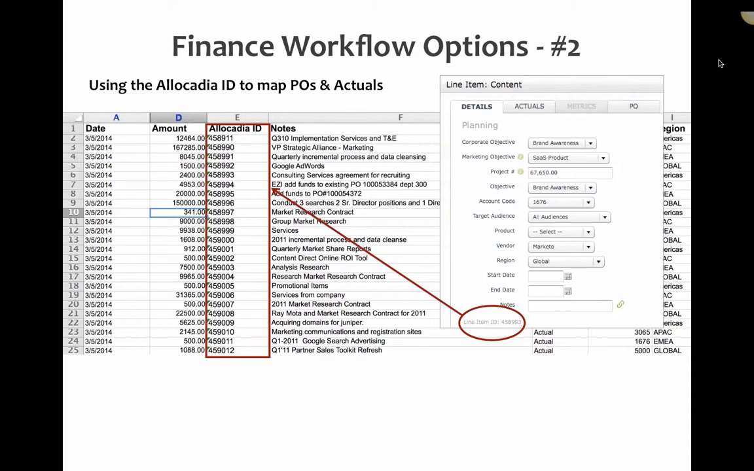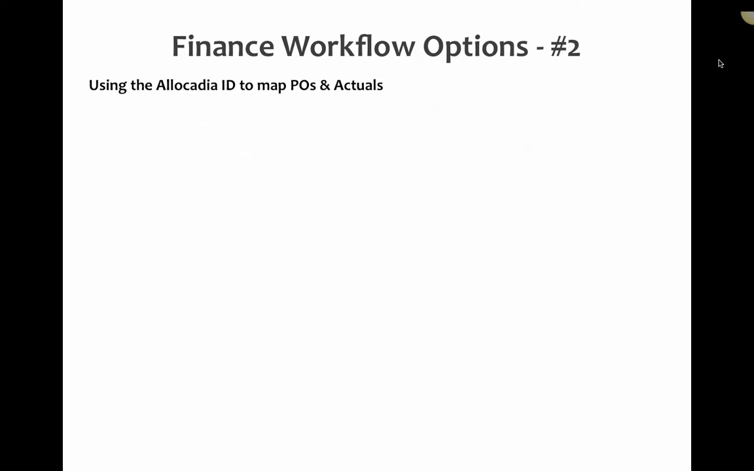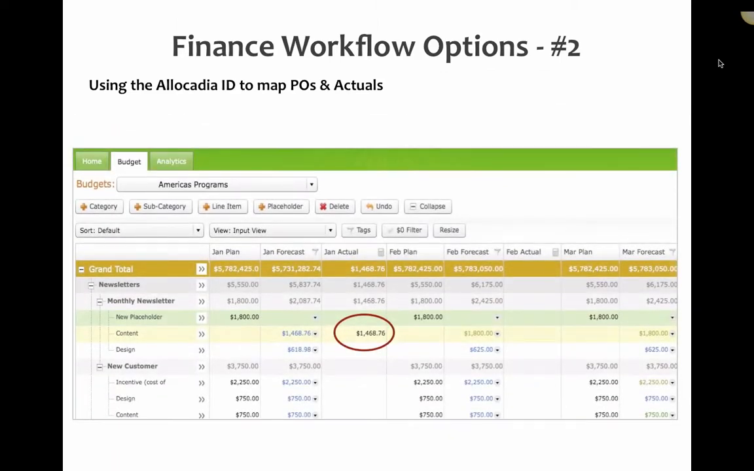Like the custom finance ID, we can utilize the Allocadia ID to match POs and actuals to their associated marketing activity. The benefit of using the Allocadia ID is there is one unique key to tie all POs and actuals back to a line item in Allocadia. As each line item has a unique ID, multiple POs and actuals can be mapped to an individual line item. Utilizing the Allocadia ID for imports eliminates the need for any manual intervention by the marketing team.